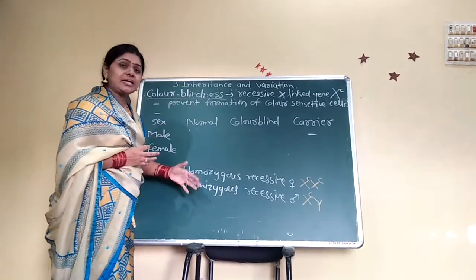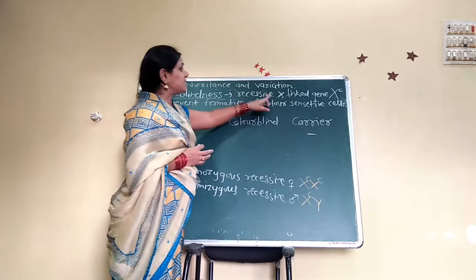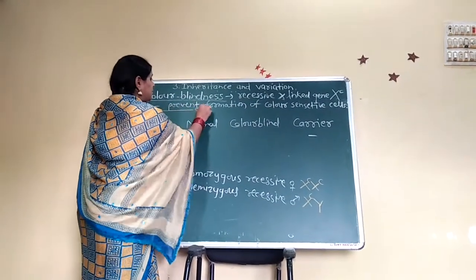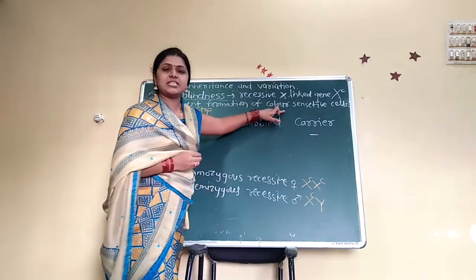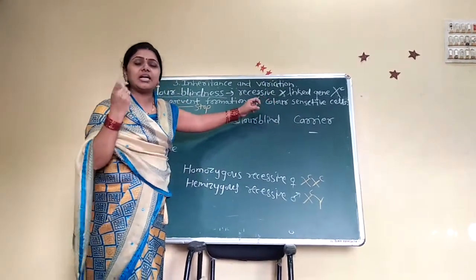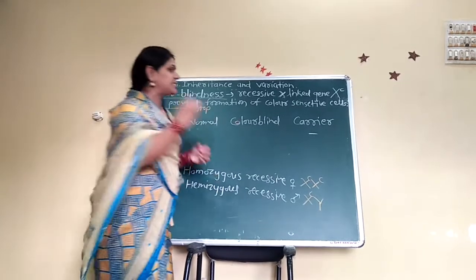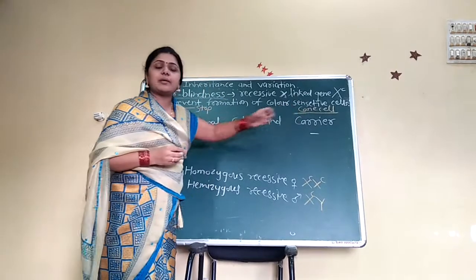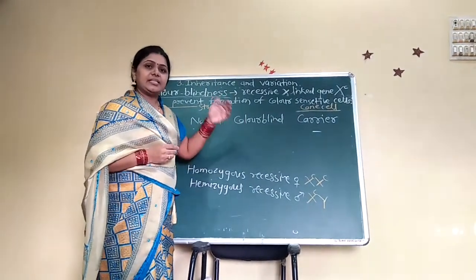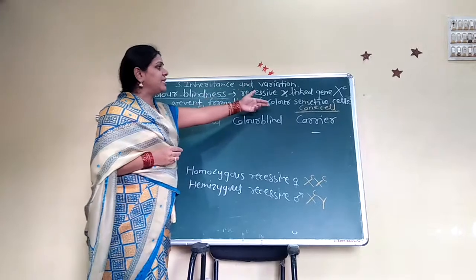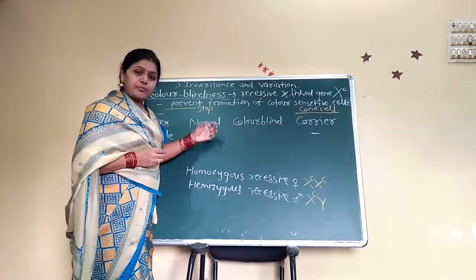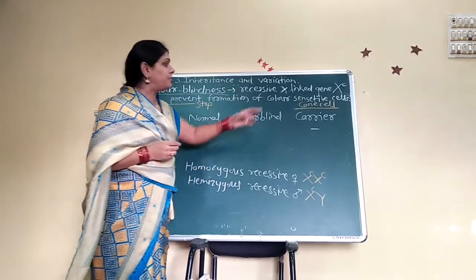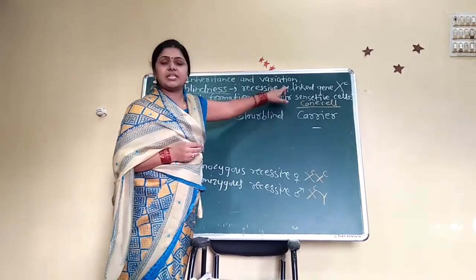This recessive X-linked gene prevents or stops the formation of the color sensitive cells in the eye. These color sensitive cells are called cone cells. These cone cells are present in the retina of the eye, and this recessive X-linked gene stops the formation of the cone cells.